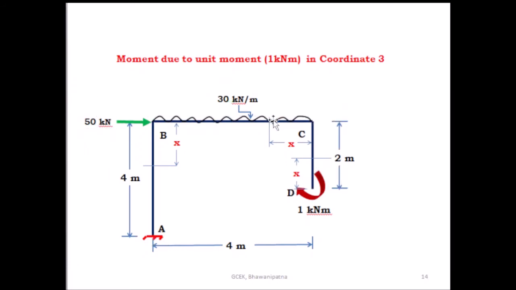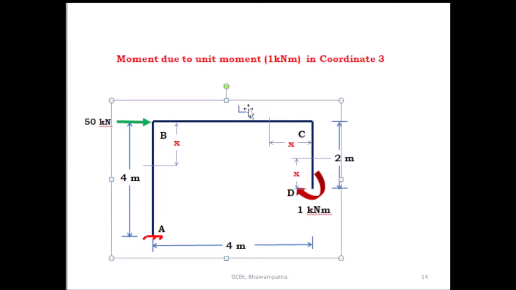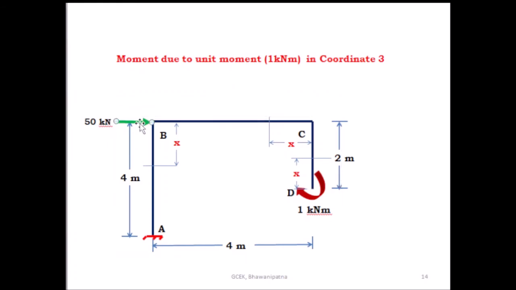Whatever force is given, remove that. Only you take the unit moment at D. Remove all the external force. Only you take the unit moment at D, and due to this moment find out what is the moment in span CD, in BC and in AB.